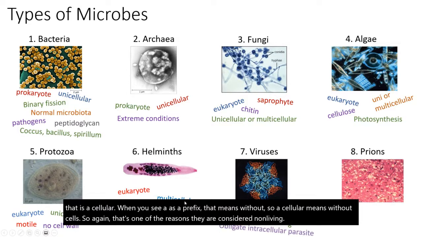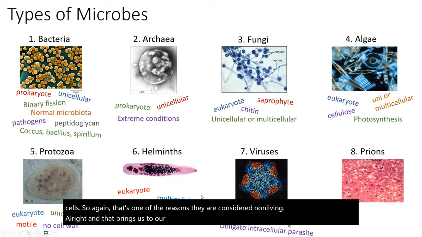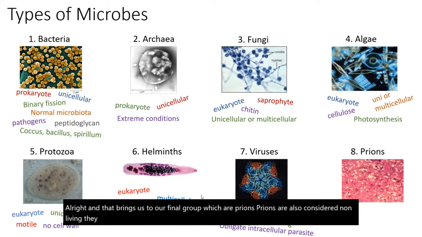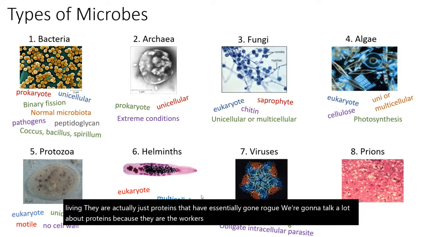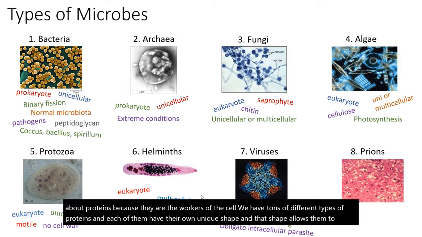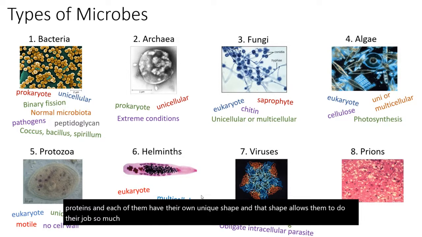All right, and that brings us to our final group, which are prions. Prions are also considered non-living. They are actually just proteins that have essentially gone rogue. We're going to talk a lot about proteins because they are the workers of the cell. We have tons of different types of proteins, and each of them has its own unique shape. And that shape allows them to do their job. So much like our hand, right? The structure of our hand allows us to pick things up.